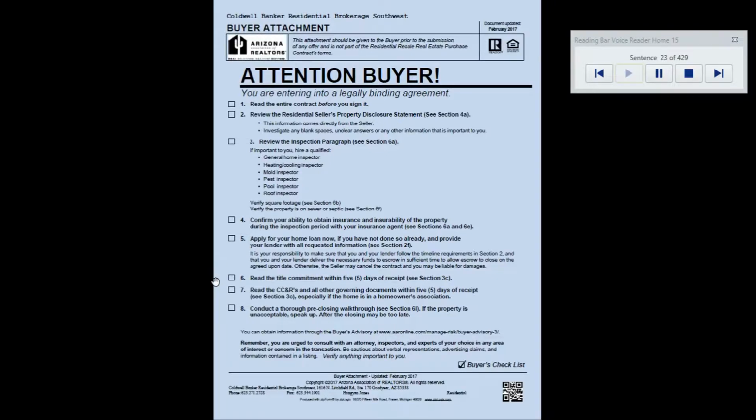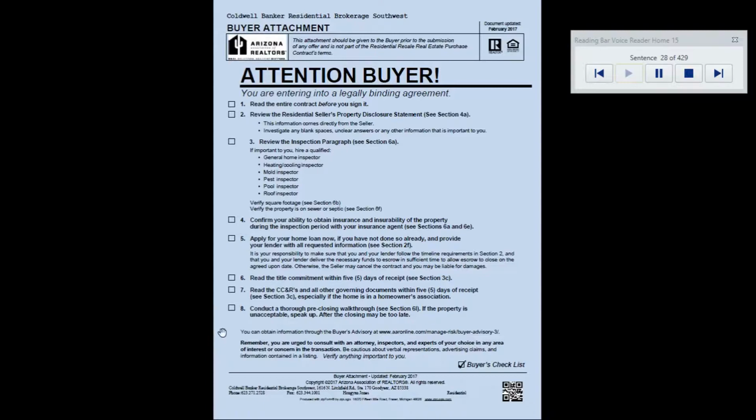6. Read the title commitment within 5 days of receipt, see Section 3C. 7. Read the CC&Rs and all other governing documents within 5 days of receipt, see Section 3C, especially if the home is in a homeowners association. 8. Conduct a thorough pre-closing walkthrough, see Section 6L. If the property is unacceptable, speak up. After the closing may be too late.